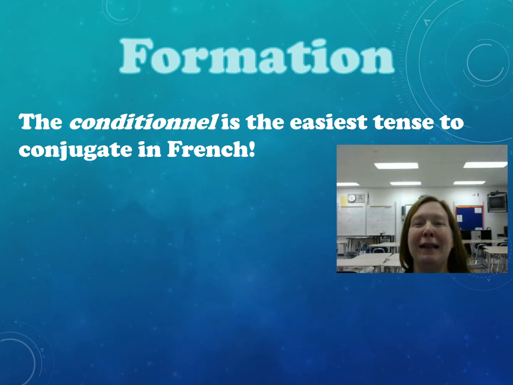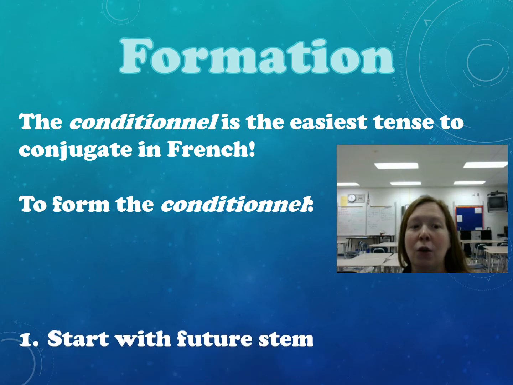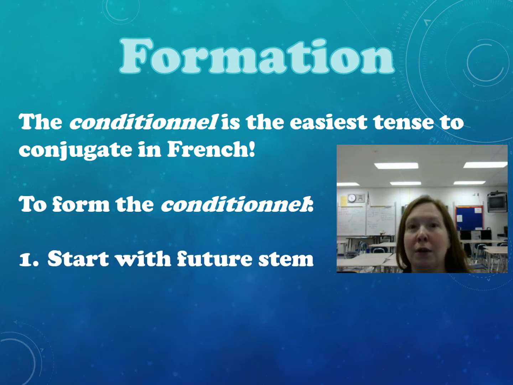The conditionnel is the easiest tense to conjugate in French. And if you've been paying attention to the other tenses that we've done, this tense is going to be so easy, you're not going to believe it. To form the conditionnel, you're going to start with the future stem. That's it. No new anything to memorize.